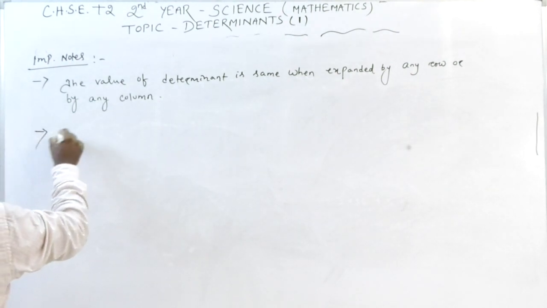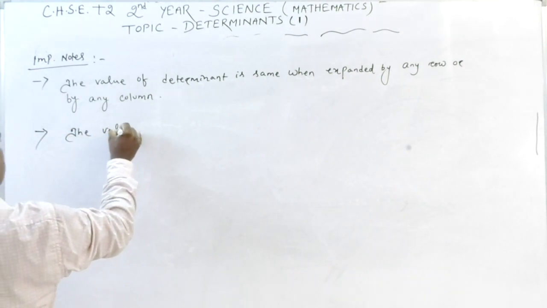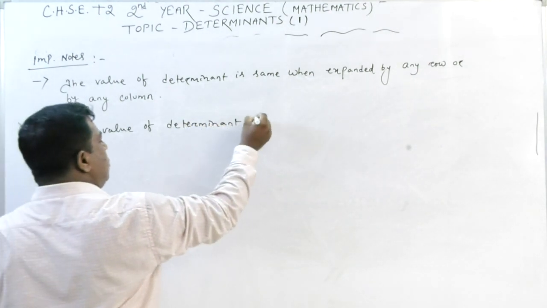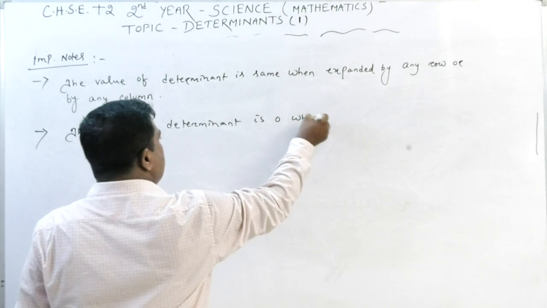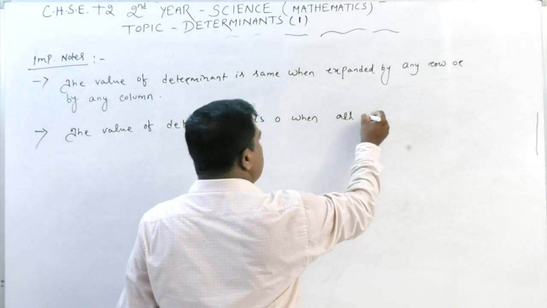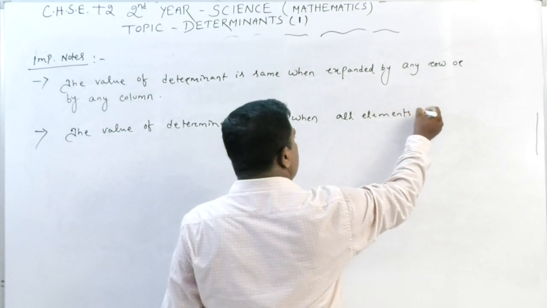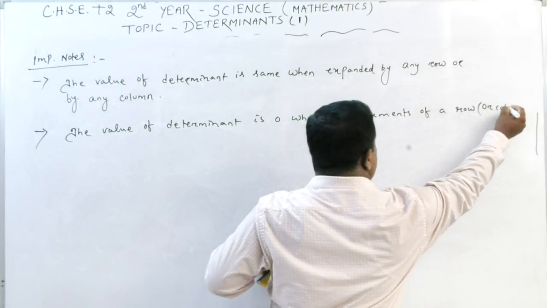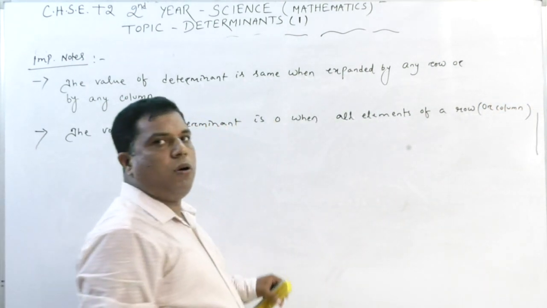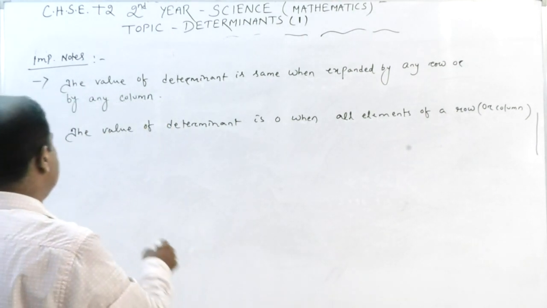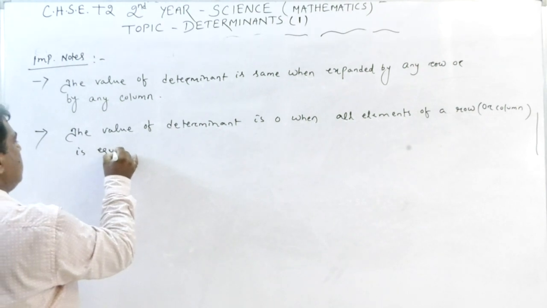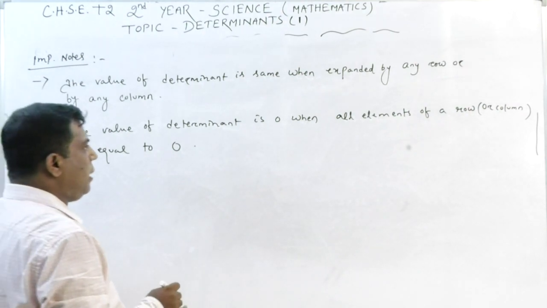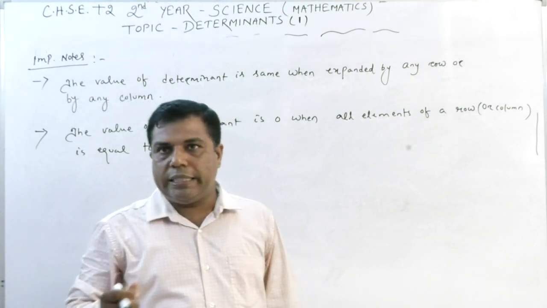Next, the value of a determinant is 0 when all elements of a row or column are equal to 0. Okay, what it means for you, I am giving some example for it.